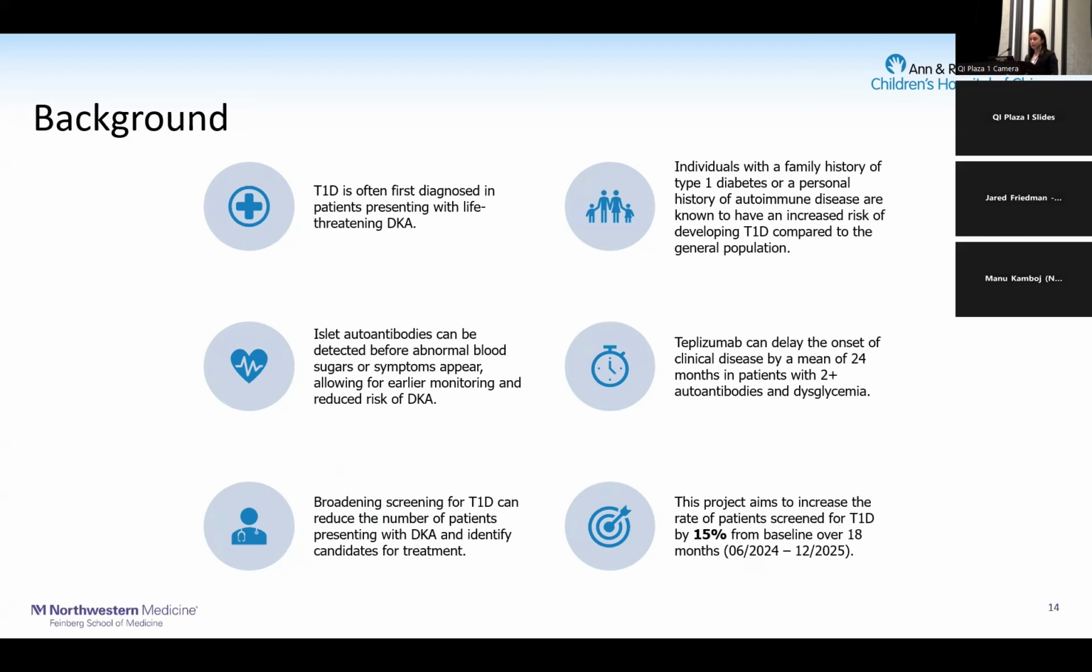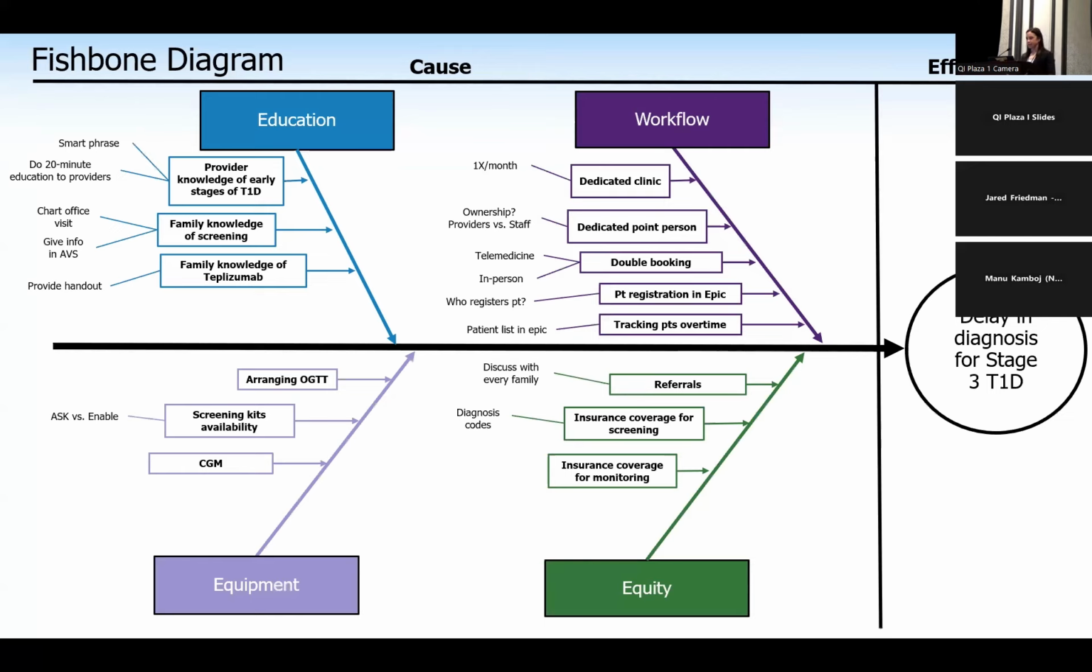We also want to broaden the screen for type 1, and we can reduce the number of patients needed to identify those who are candidates for TZIELD. We also focused our efforts on individuals with a family history of type 1, or a personal autoimmune disease family history, compared to the general population. Our project aimed to increase the rate of patients screened for type 1 by 15% from baseline over an 18-month period. So here's our fishbone diagram.